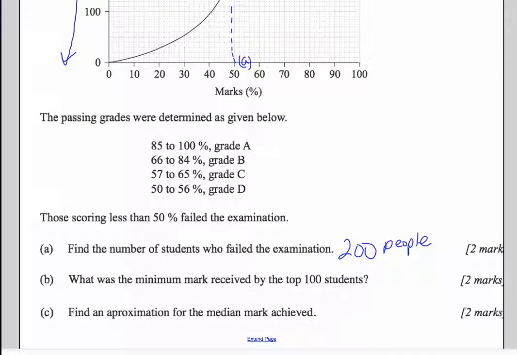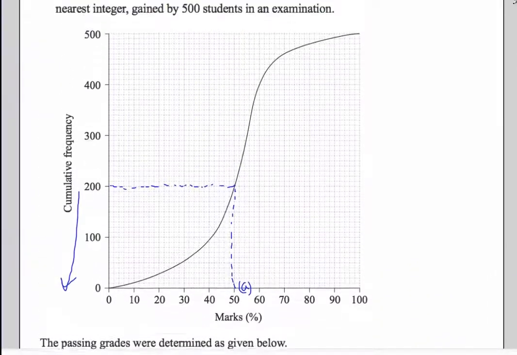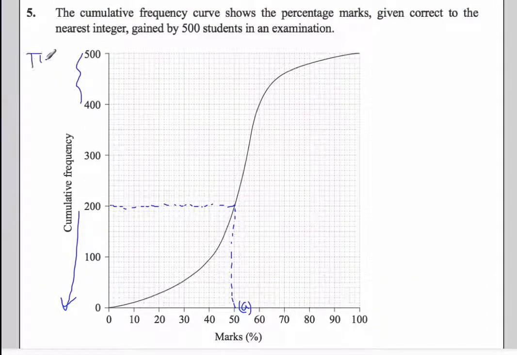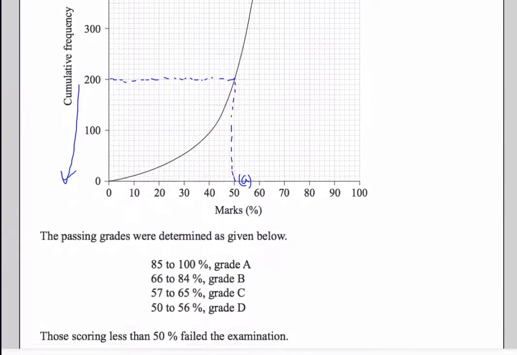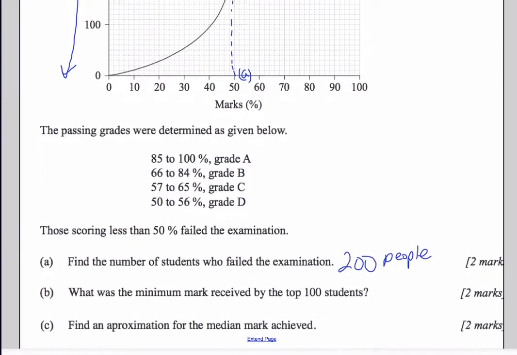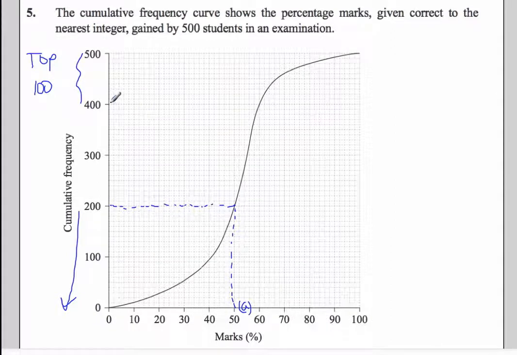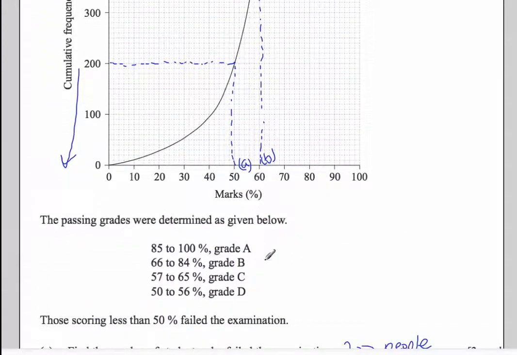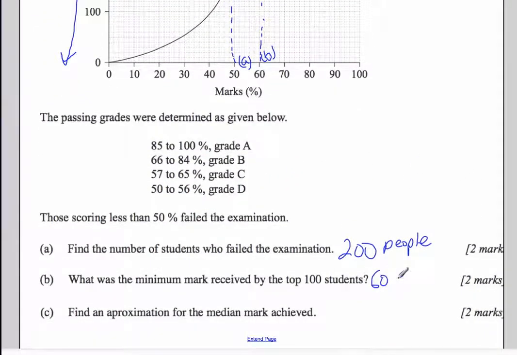What was the minimum mark reached by the top 100 students? So the top 100 students are these guys. And the minimum mark received by the top 100, we go across, and the minimum mark is going to be right there, right? Some people scored higher than that, but the minimum mark is right there. Let's draw a line down here to show our work. B, so that's the answer to B. It's 60%. So 60% is the minimum mark scored by the top 100 students.